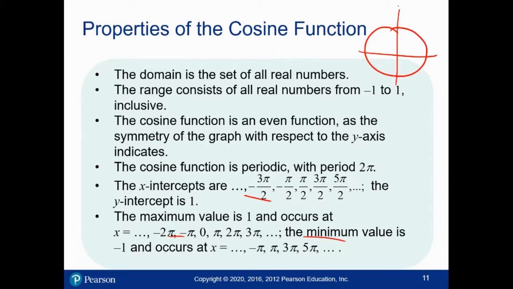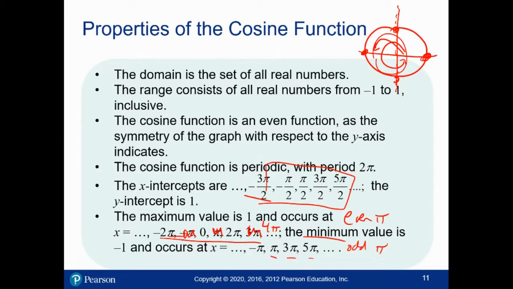Where do the intercepts happen? Where is the x-coordinate 0? At pi over 2 and its multiples here. Where is the x-coordinate as big as possible? At an angle of 0 and its multiples. Where is the x-coordinate as small as possible? At pi and its rotations by 2 pi. So you can hit maximums at 0, 2 pi, 4 pi, 6 pi, etc. And you can hit minimums at pi, 3 pi, 5 pi. So your maxes occur at even times pi, and your mins occur at odd times pi, for cosine specifically.